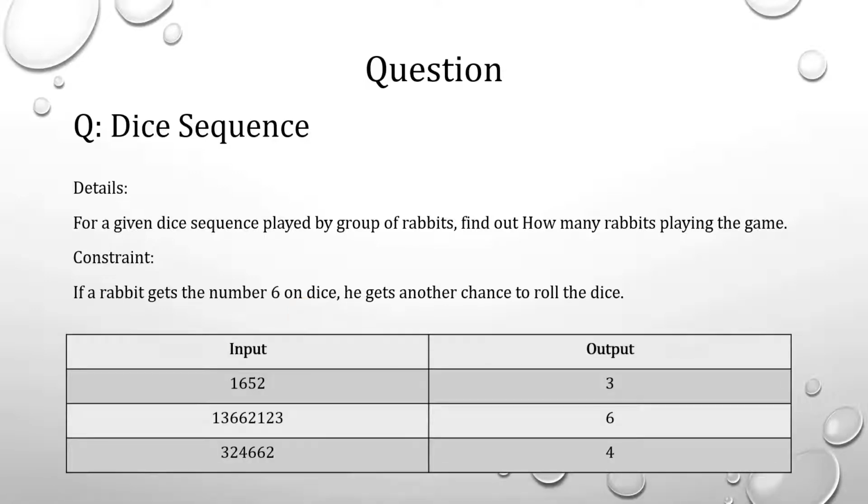The input and output to the program looks like this. If the input sequence for the dice played is 1652, the output shall be 3, which means 3 rabbits are playing that game, and so on.